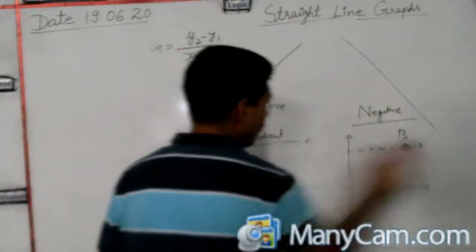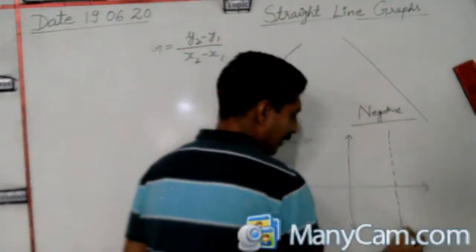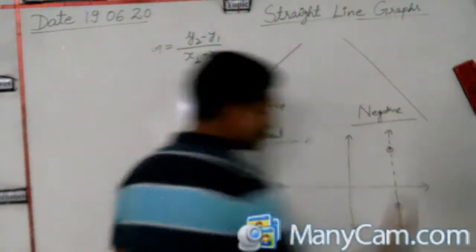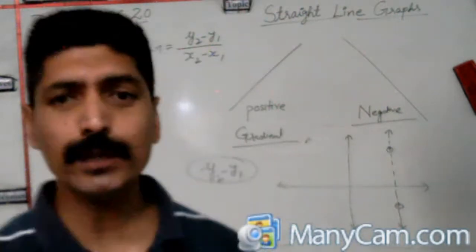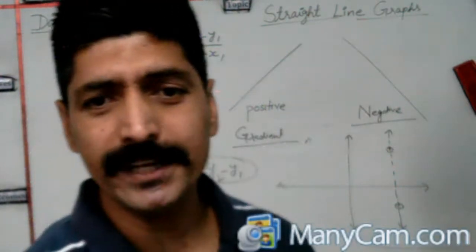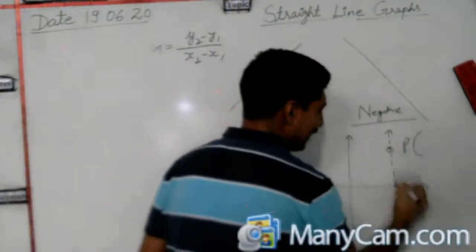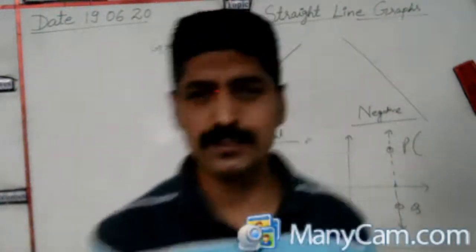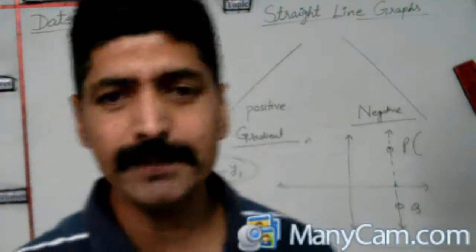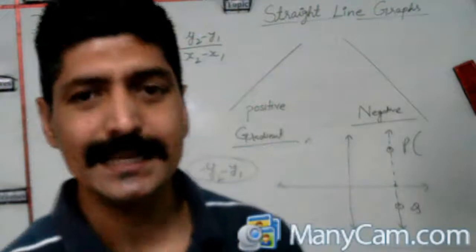Whereas for the vertical line, any line which is perpendicular to the x-axis and parallel to the y-axis, the slope is infinite, because here the x coordinates are the same for any 2 points, say P and Q. So x2 minus x1 is 0, and y2 minus y1 upon 0, that is anything divided by 0, is infinite. So the slope of the vertical line is infinite.